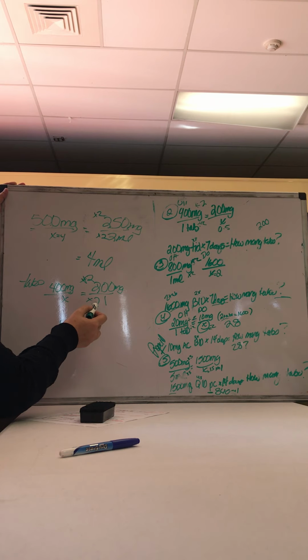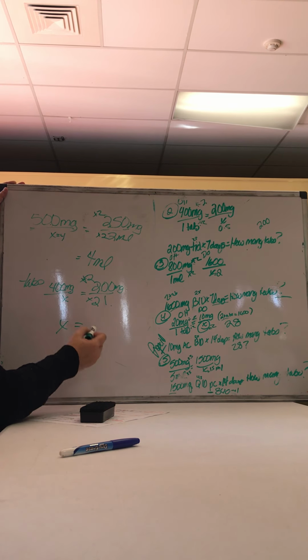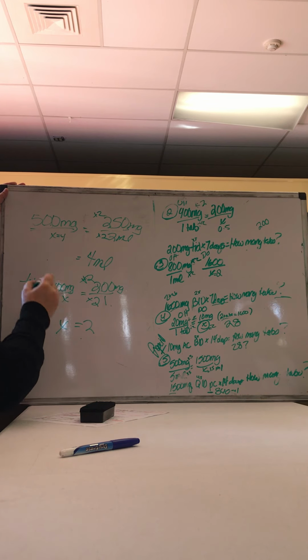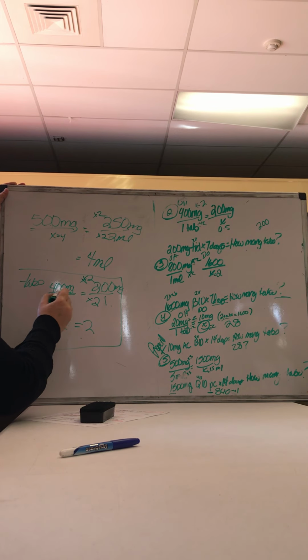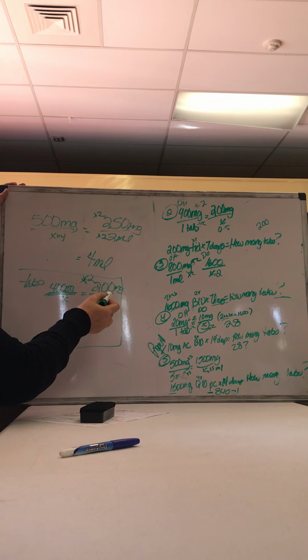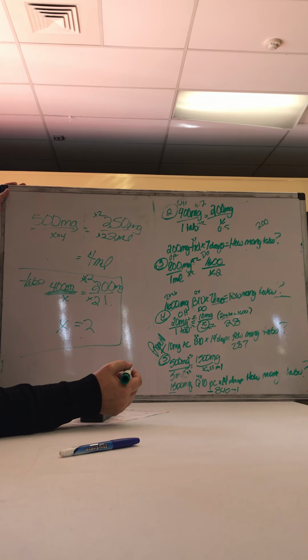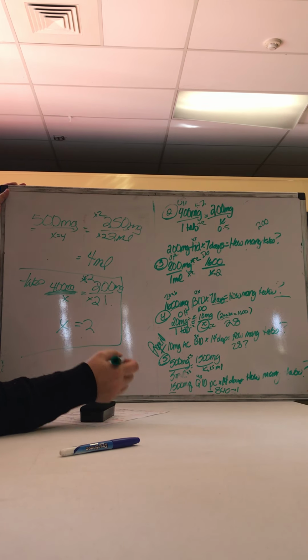So what is 2 times 1? 2. Don't think hard. The doctor ordered 400 milligrams. You know in your common sense. Doctor ordered 400 milligram tablet, right? You only got 200, so how many you gonna need? 2.